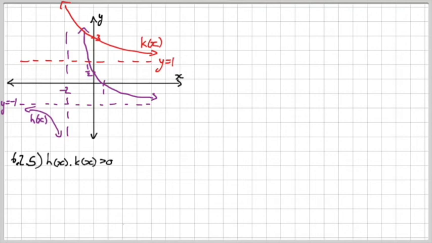Now, because they're asking me for y values, I'm going to look at the two graphs that were sketched, and I'm going to ask myself whether the y values are positive or negative. So I'm going to start with h of x. Now, h of x I'm going to do in blue. Let's start on the left-hand side of negative 2. On the left-hand side of negative 2, are my y values positive or negative? Well, they are negative.